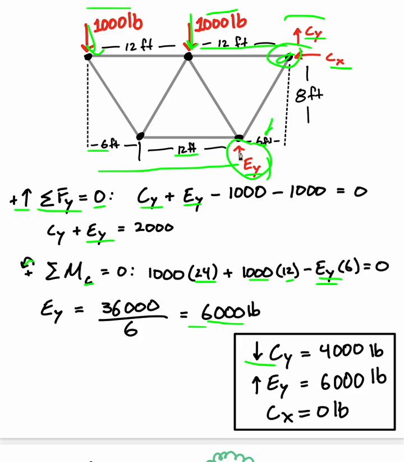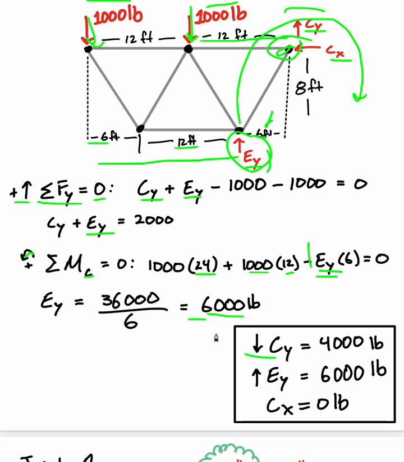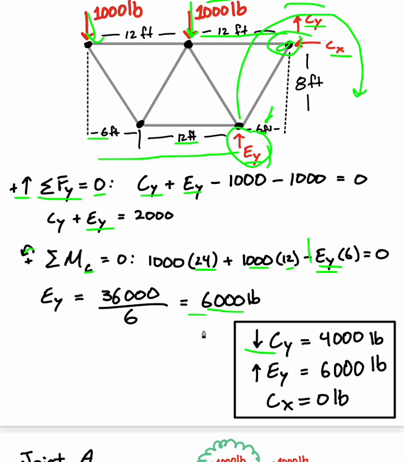We see we have this as negative, this is minus here, because it would make it go clockwise around joint C, like that. And when we did all the math, it came out as positive. So that force is upwards, just how we've drawn it.